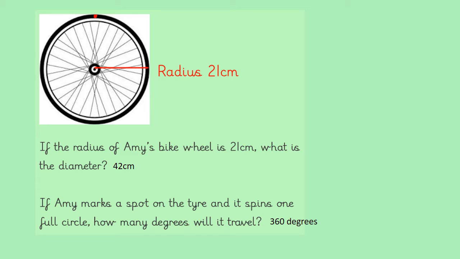So if the radius of Amy's bike is 21 centimetres, the diameter would be double that, which is 42 centimetres. If Amy marked a spot on the tyre of her bike and it spun one full circle, it would travel through 360 degrees.